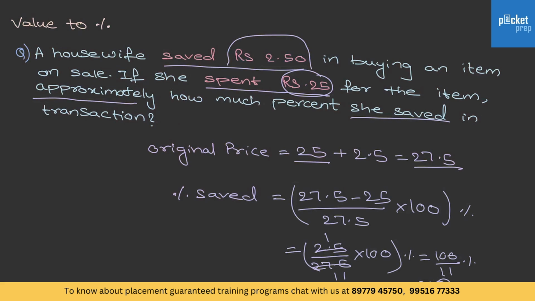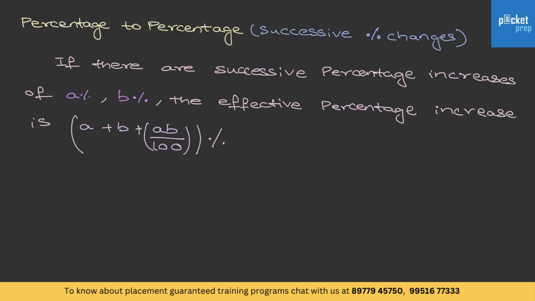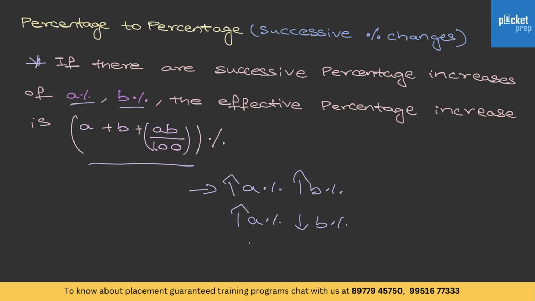Now let's see case 2 kind of problems, that is percentage to percentage. This is also known as successive percentage changes. The only formula required to solve this kind of problems is, if they give us a value that is increased by a percent and b percent, then the overall increase is given by the formula a plus b plus ab by 100%. In this case, they've said that it is increased by a percent and again increased by b percent. What if it is increased by a percent and decreased by b percent, or increased by b percent and decreased by a percent? So when they say the value is being increased, a will be positive.